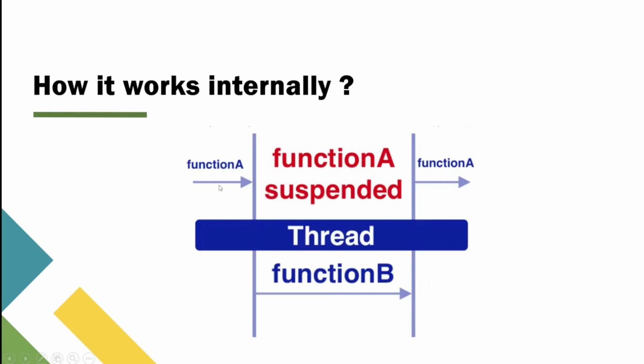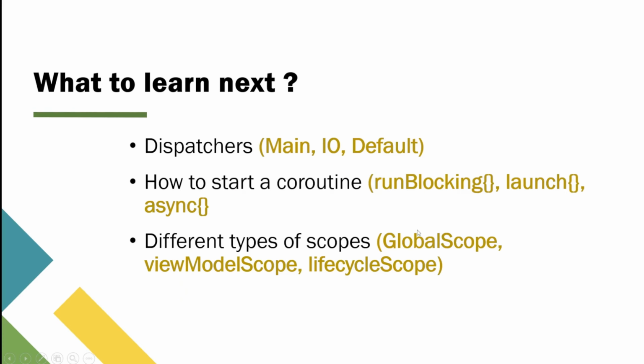The function A, assuming the API call, got suspended, the thread is still alive and it is still open to execute other tasks. So function B on the UI thread will be executed, and now assuming it has received the result, it will resume back and execute on the same thread. So that's pretty much about the suspending function and the differences between suspend and blocking functions.